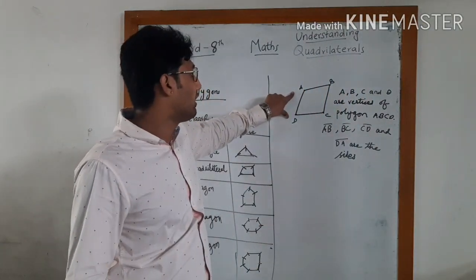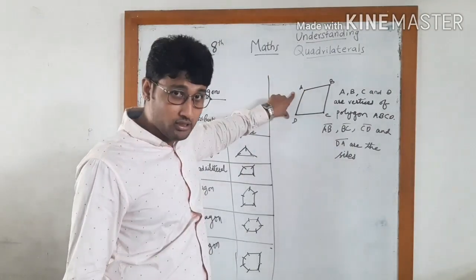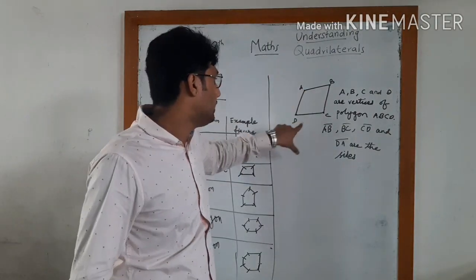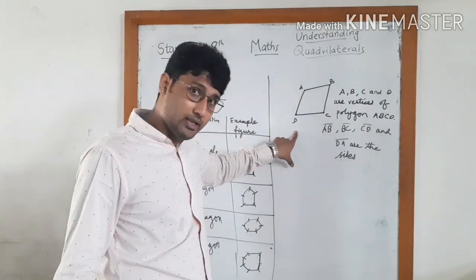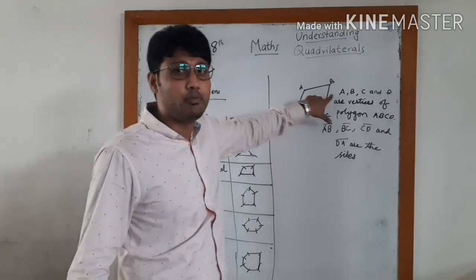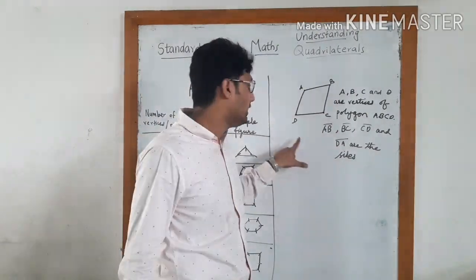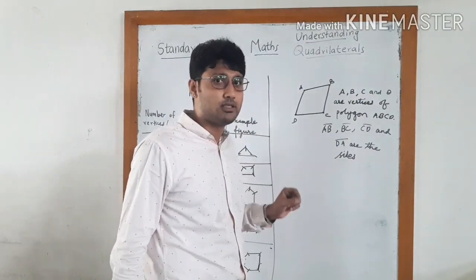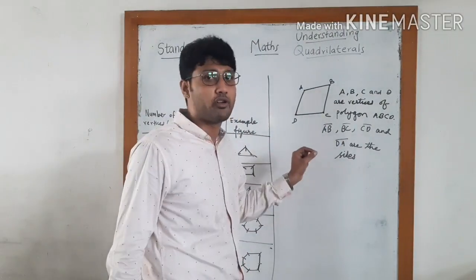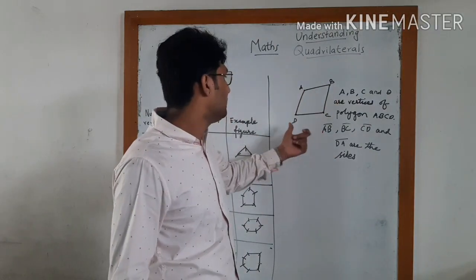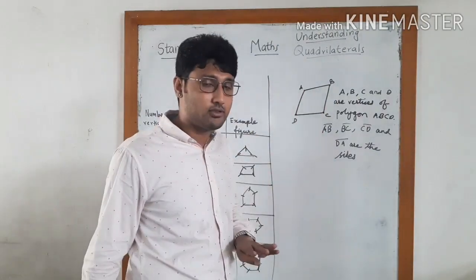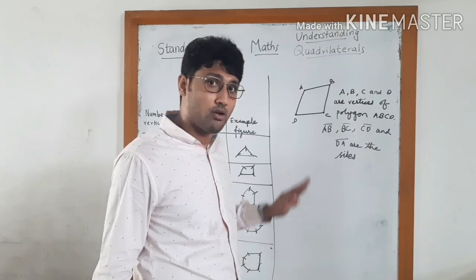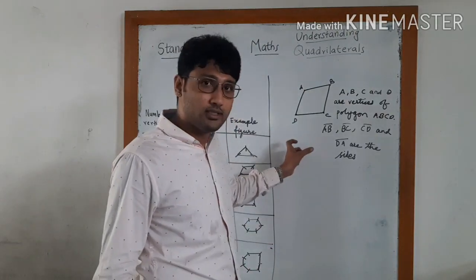Suppose we have a quadrilateral or a polygon ABCD, right? Then A, B, C, D are called the vertices. A is a vertex, B is a vertex, C is a vertex, and D is a vertex. Together, they are called the vertices of this polygon or this quadrilateral. AB, BC, CD and AD are the 4 sides of the quadrilateral or polygon. So this is the basic.